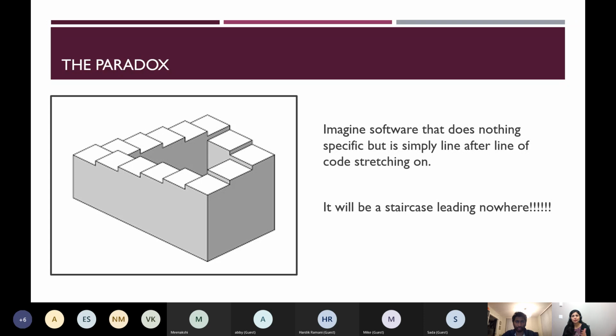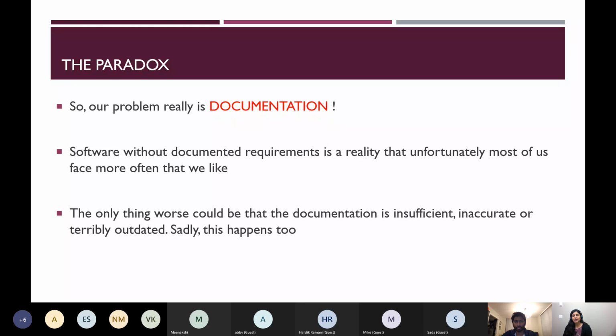If there were no requirements, no direction, no starting point, the application would just be what you see on the slides right now: software that does nothing, a staircase that goes nowhere, which is probably not true. So if we look at it, our problem really is the documentation and not the requirements themselves. The requirements may be there somewhere, probably in some person's head, or whoever designed it, but it's just not documented. So the real root cause that could haunt us is actually the lack of documentation.